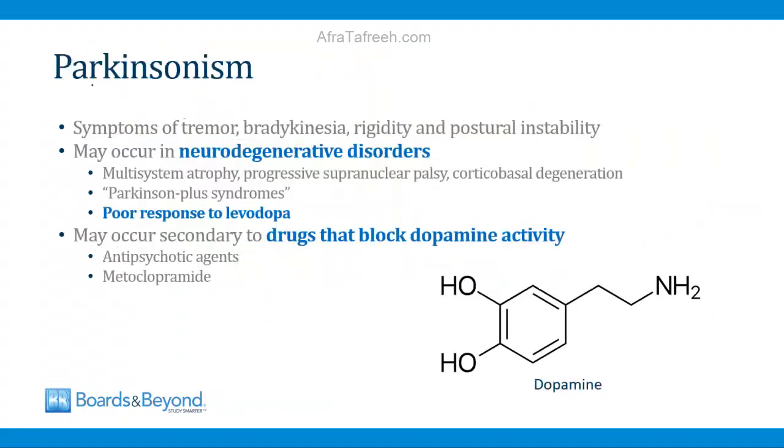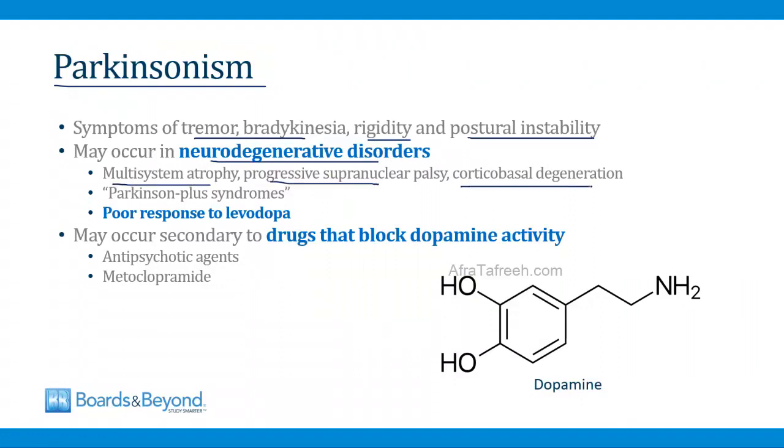I'll finish with this slide and mention the term Parkinsonism. This refers to symptoms like tremor, bradykinesia, rigidity, or postural instability. These are the symptoms associated with Parkinson's disease. But Parkinson's disease is not the only disorder in which they occur. They can occur in many other neurodegenerative disorders. Most of these are very rare. I've listed a few of them here. These include multisystem atrophy, progressive supranuclear palsy, and corticobasal degeneration.